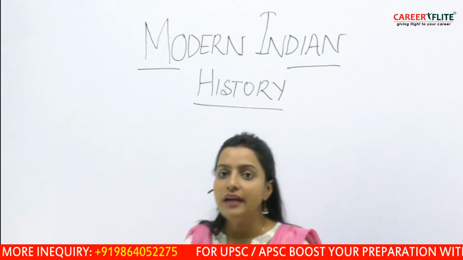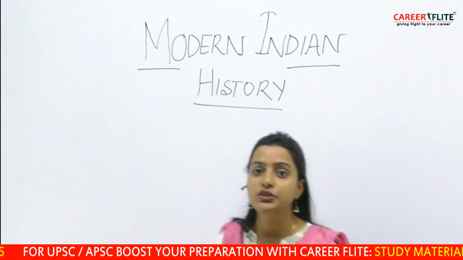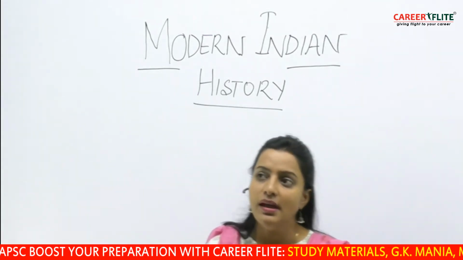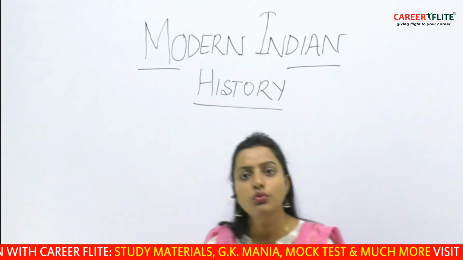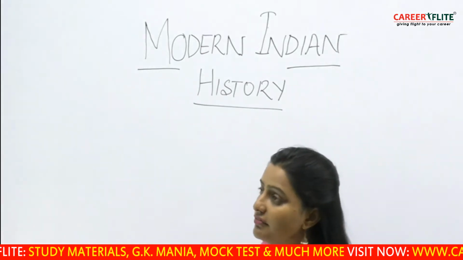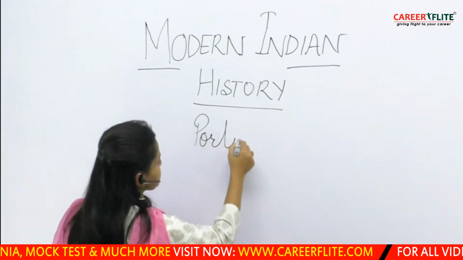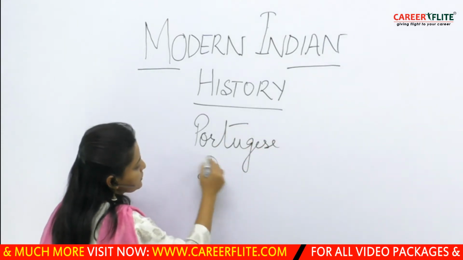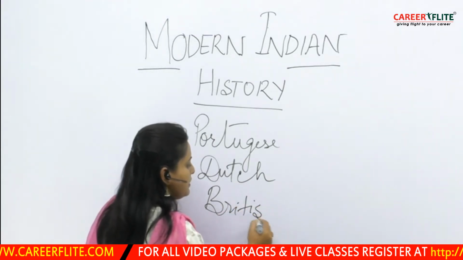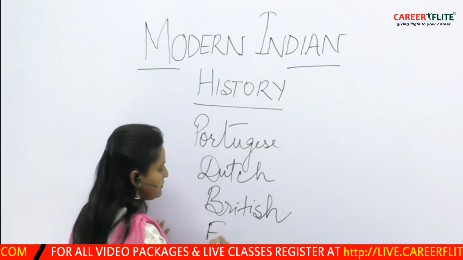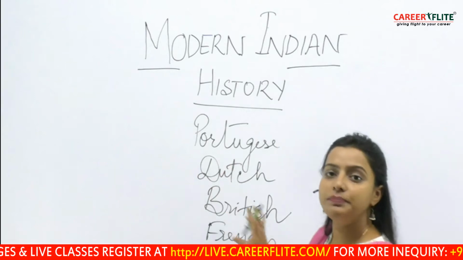Now, when we talk about the advent of Europeans to India, it took place at the end stage of medieval India. And when we talk about the European powers, it was not only the Britishers who came to India as traders, but there were also other powers like the Portuguese, the Dutch, then the British, and at last the French. So we see this chronology of Europeans.